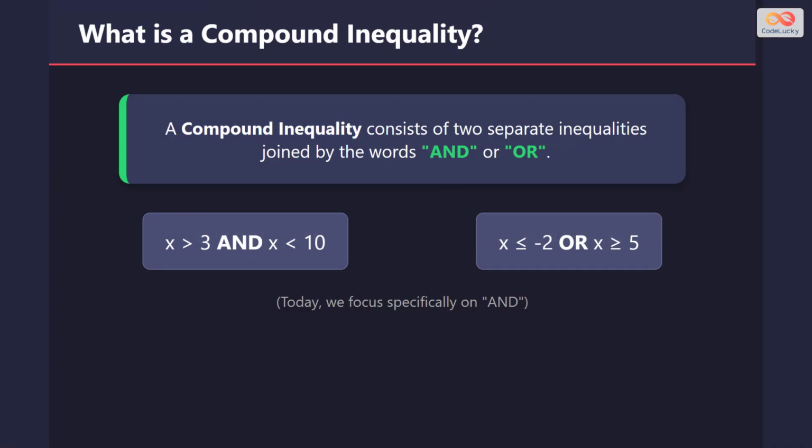So, what exactly is a compound inequality? It's simply two separate inequalities that are joined together by a word, usually AND or OR. Today, we are focusing exclusively on the AND operator.